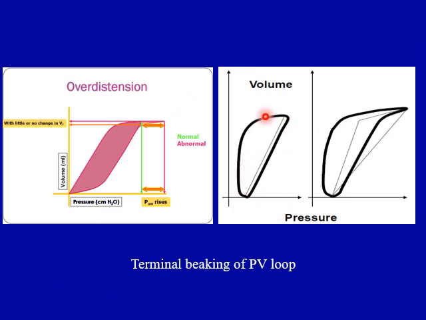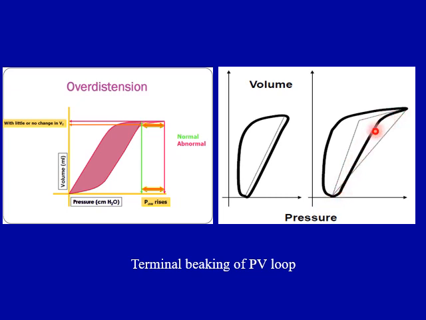So this one we can see here. This is the PEEP applied. This is the inspiration, the expiration. This is the normal pressure volume loop. So here we can see this is the inspiration.